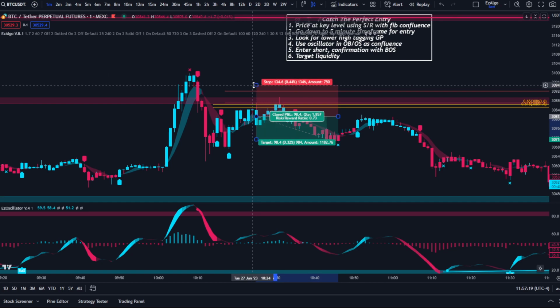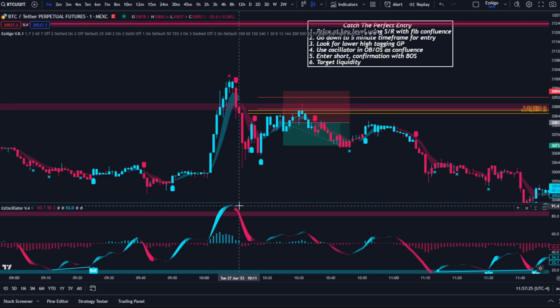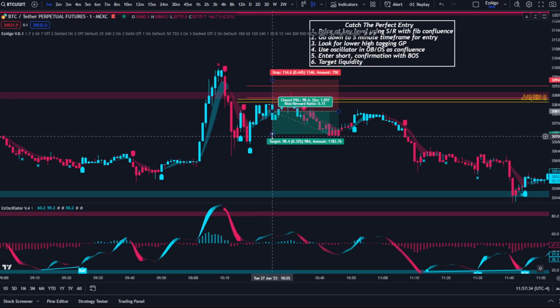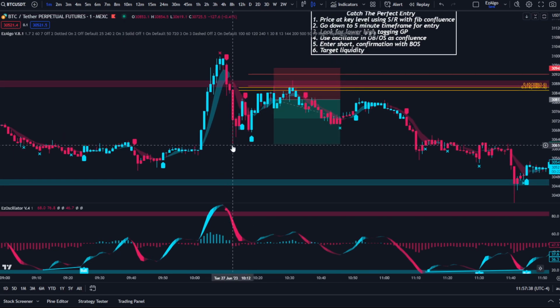So I'll put my stop loss somewhere around here. The oscillator was already in that overbought zone, so we have confluence with the Easy oscillator. And this is where you're gonna enter the short position and targeting liquidity. In this case, our first liquidity level is right here.